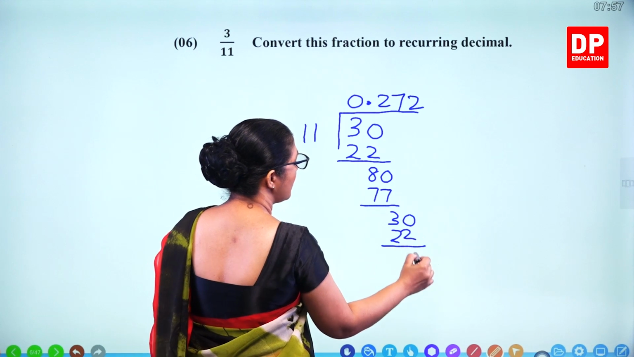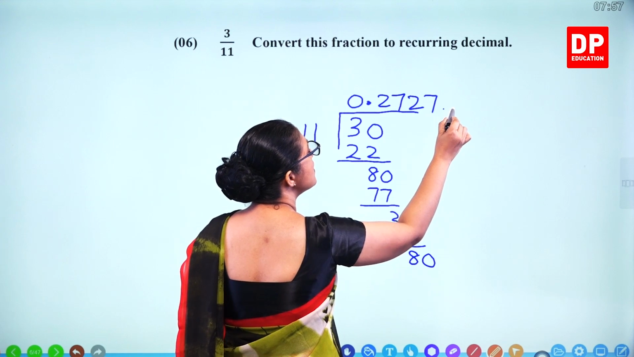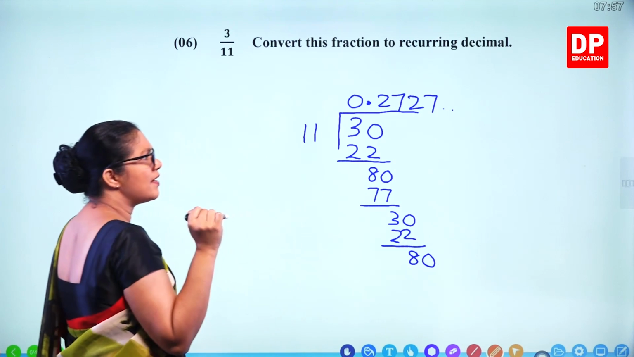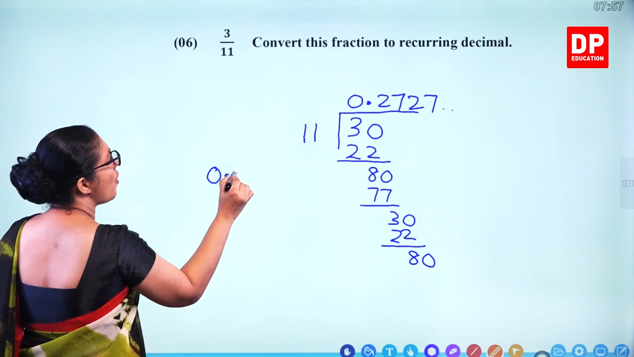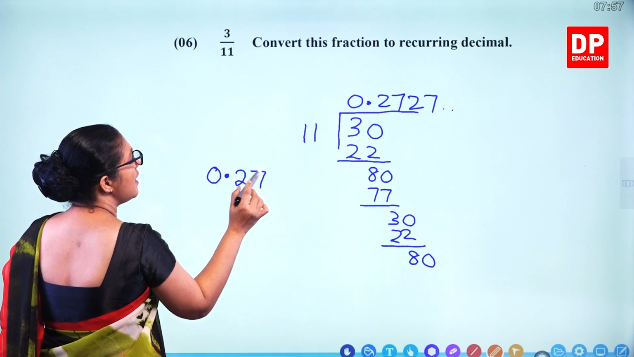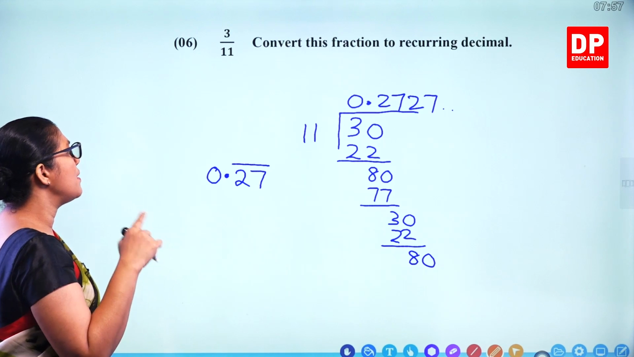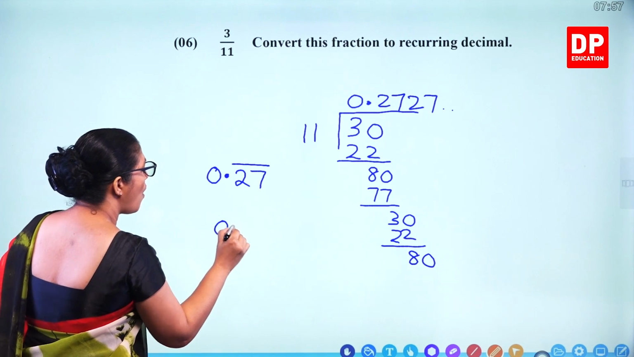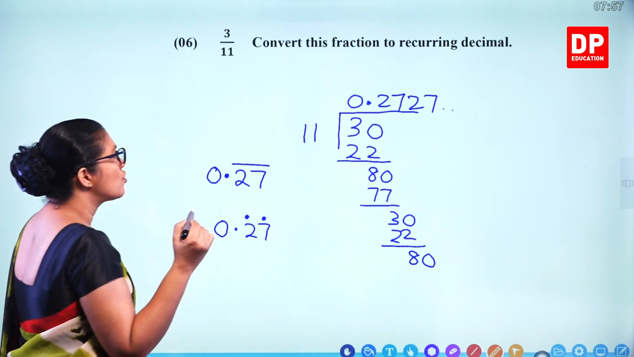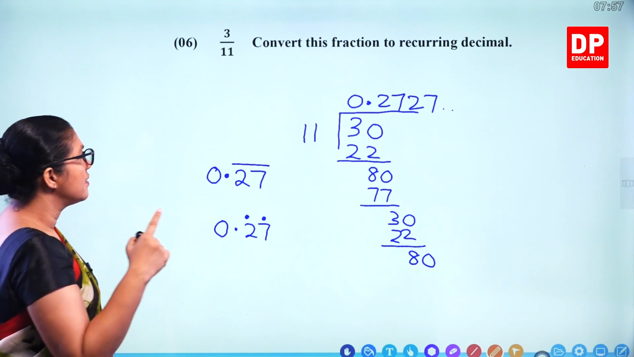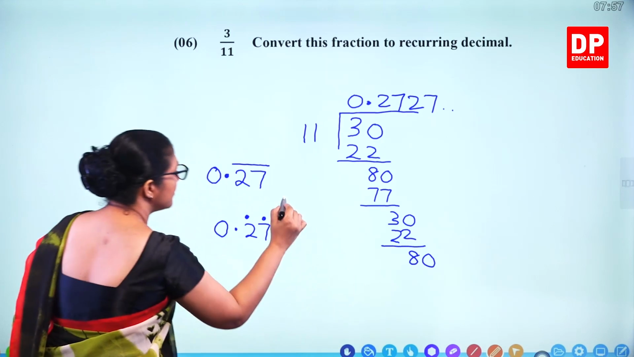And here you get 8. For 80, that's 7. So, can you see? 2, 7, 2, 7 like that is repeating. So, how can you write? 0.27. Here, either you can put a bar above the 2 digits, that means both are repeating, or you can put 2 dots above. 27, 27 like that. So, this is the recurring decimal. You get 2 marks for that.